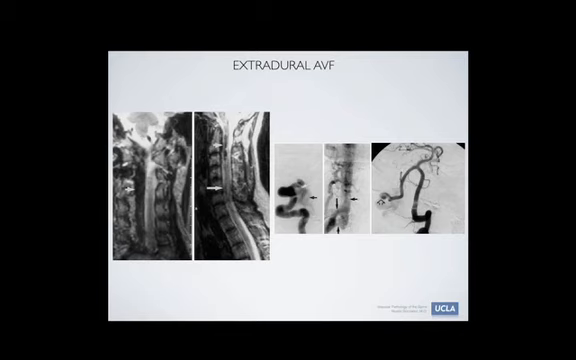Surgery is also possible, but the endovascular technique is very good for this type of lesion. This is a 30-year-old lady who presented with tingling and numbness on the right side. She got an MRI, and the finding was a huge flow void in the T2 on the right side that was causing significant compression of the spinal cord.